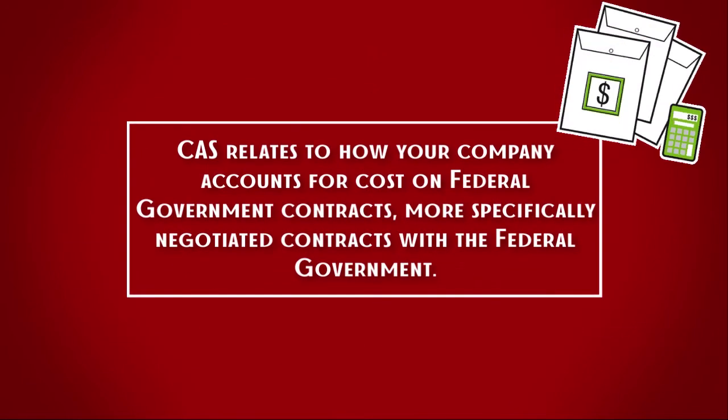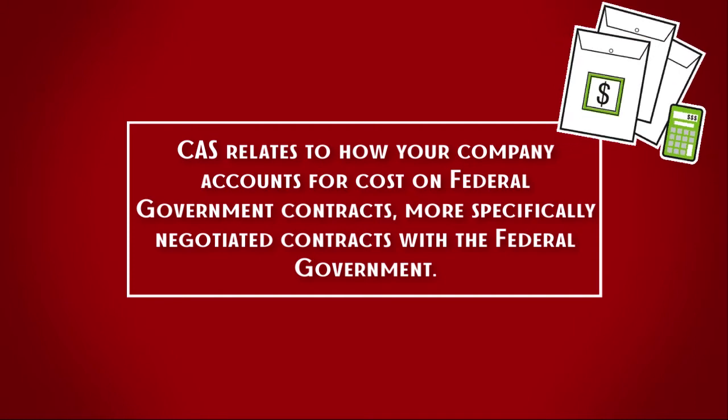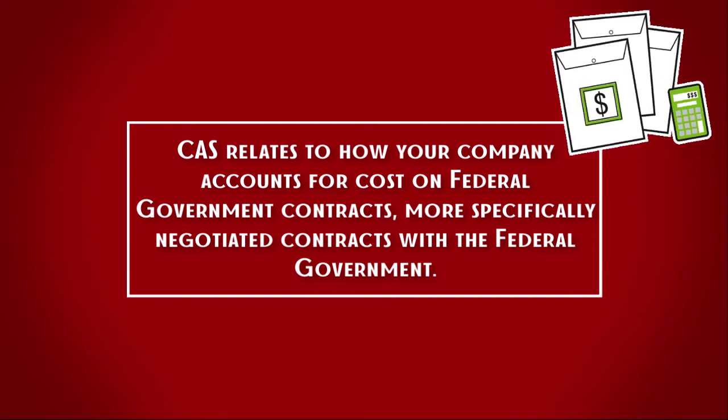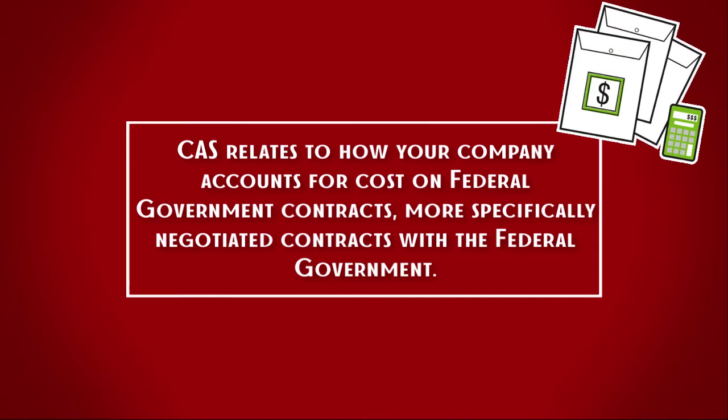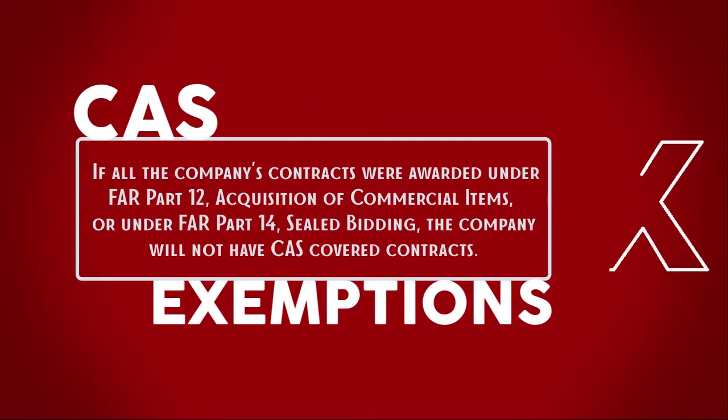In general, CAS relates to how your company accounts for cost on federal government contracts, more specifically negotiated contracts with the federal government. However, there are several exemptions. The most common exemption is if the contract is with a small business. If you are a small business, you need look no further. You have no CAS-covered contracts. There are two other signs that would indicate that you have no CAS-covered contracts.